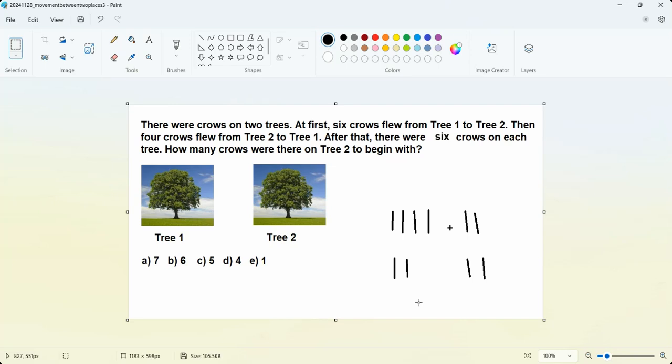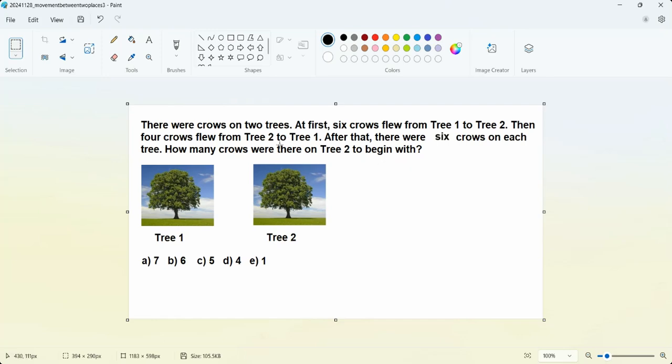So when we are finding something before, people who left or things that left will be added, and things that came in will be subtracted. So once we understand this idea, let's now jump straight into our problem. So at first, six crows flew from tree 1 to tree 2. Then four crows flew from tree 2 to tree 1. After that, there were six crows on each tree. How many crows were there on tree 2 to begin with?